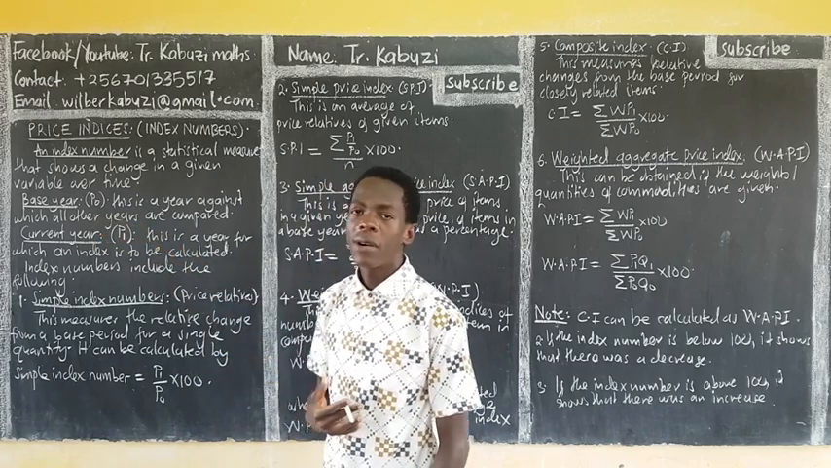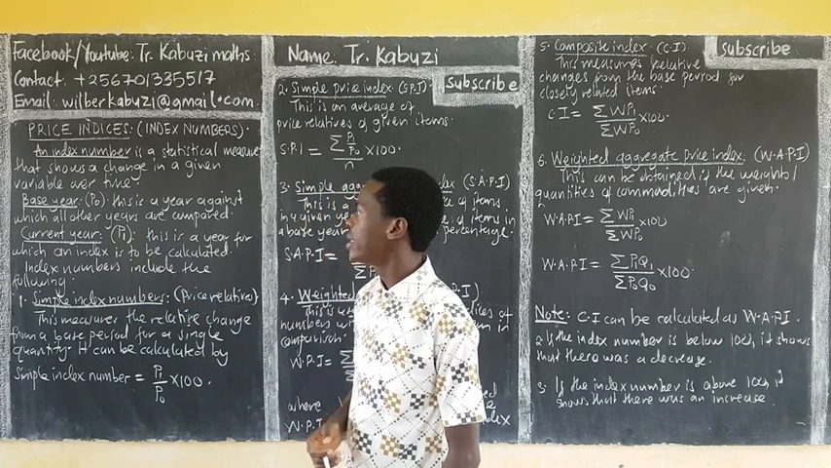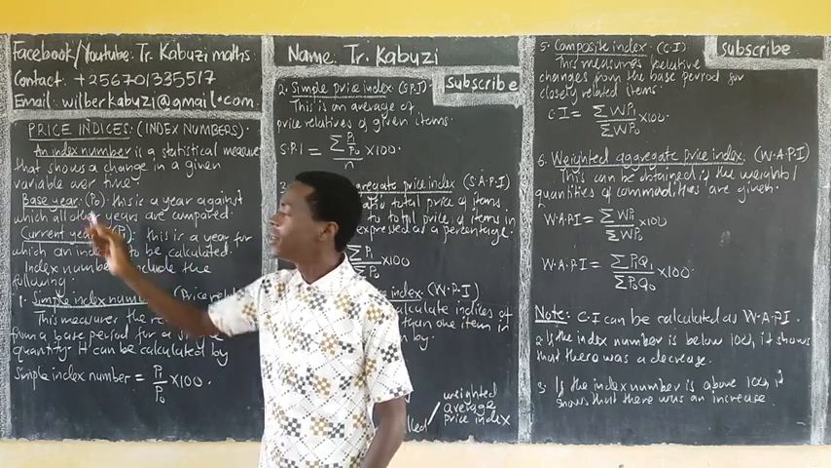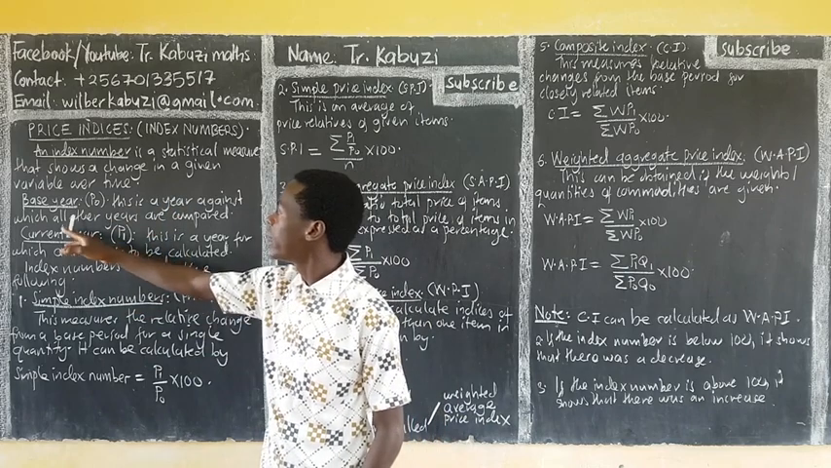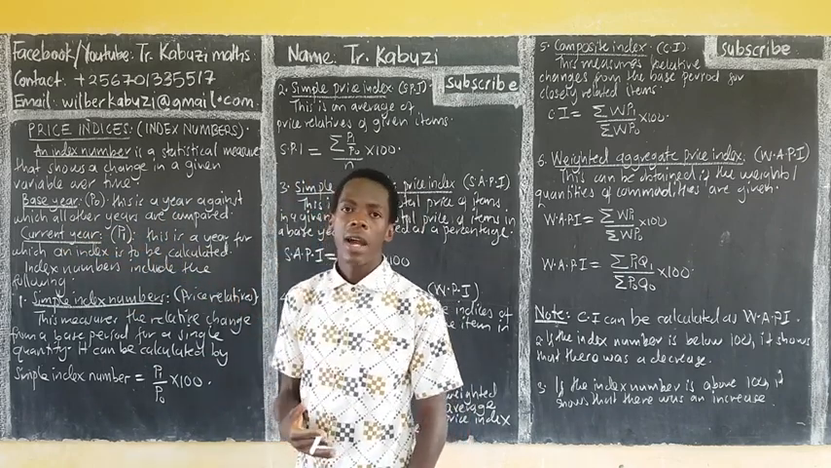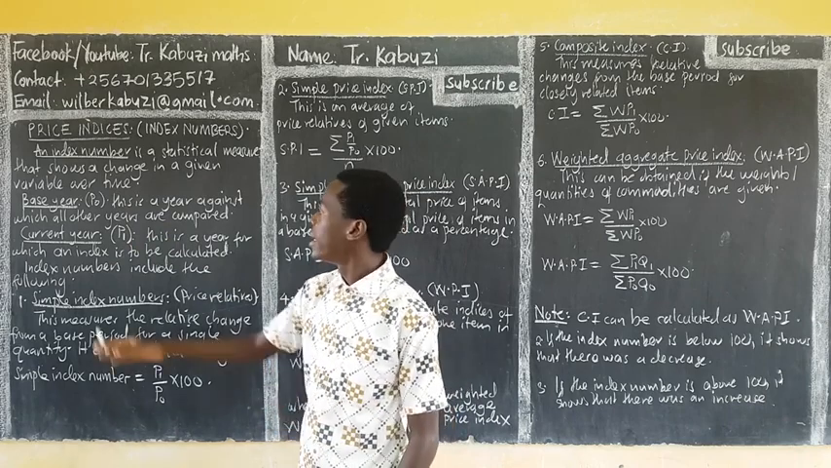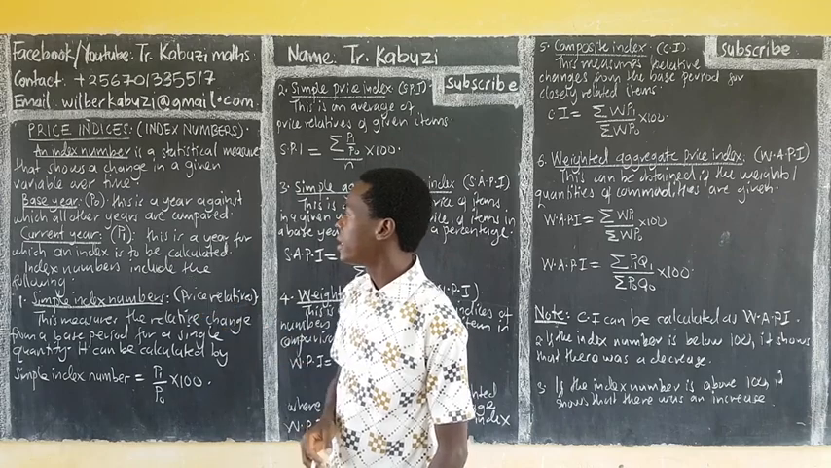The common words we are going to find here are base year and current year. The base year is denoted with P naught. This is a year against which all other years are compared. So, it's like the old year before. Then the current year is a year for which an index is to be calculated.